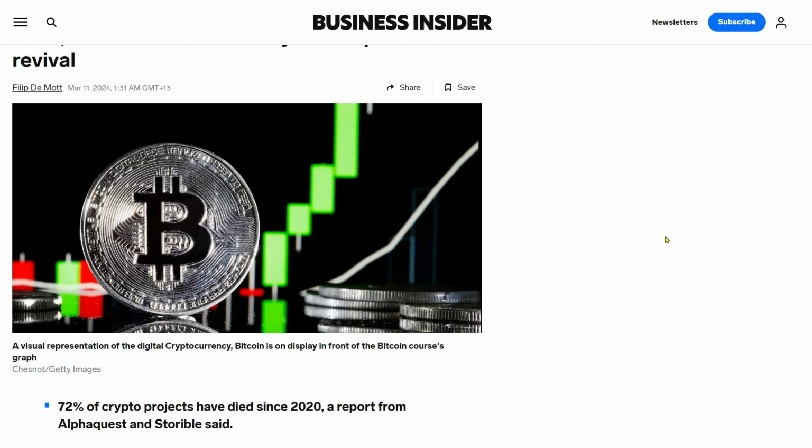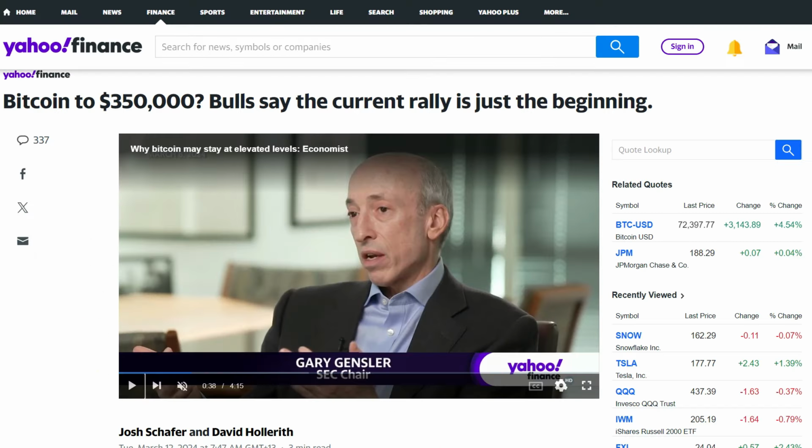However, we're already seeing a wave of new ones. And looking at projections based on past bull markets and other people's forecasts, a lot of bulls are saying somewhere between 200,000 and 350,000 is where this current rally could take us.